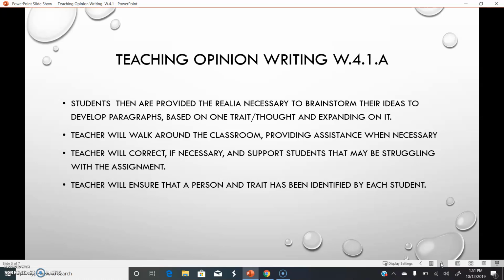As a teacher, I will walk around the classroom providing assistance. As a parent at home, you can provide one-on-one assistance to your student. Correct them if necessary and provide supports as they need it, but try to let them do it as independently as possible. And be sure that a person and a trait has been identified by each student, and let's narrow it down and make sure it's just one person and one trait at this time.